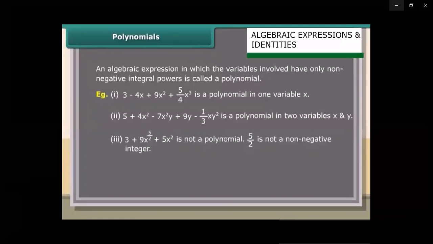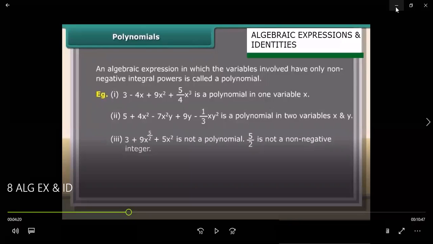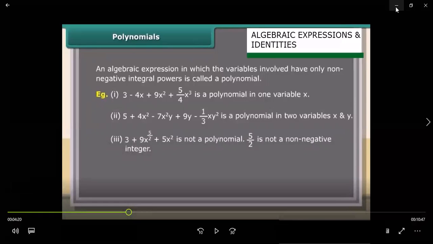Then the third example is 3 plus 9x raised to the power 5 by 2 plus 5x square, which is not a polynomial. Why is it not a polynomial? Because 5 by 2 is not a non-negative integer. Integers are minus 1, minus 2 on the left side of the number line. They are negative integers. So what we have to make sure is that the variables involved have non-negative integral powers. So 5 by 2 is positive, but it is not an integer, because integers are 1, 2, 3, 4, 5, and so on up to infinity.